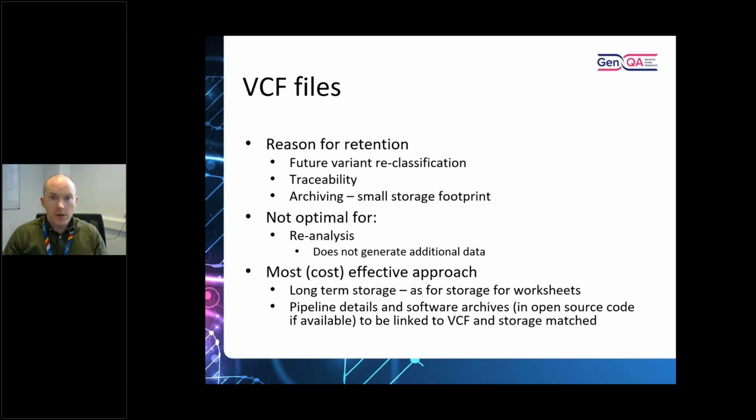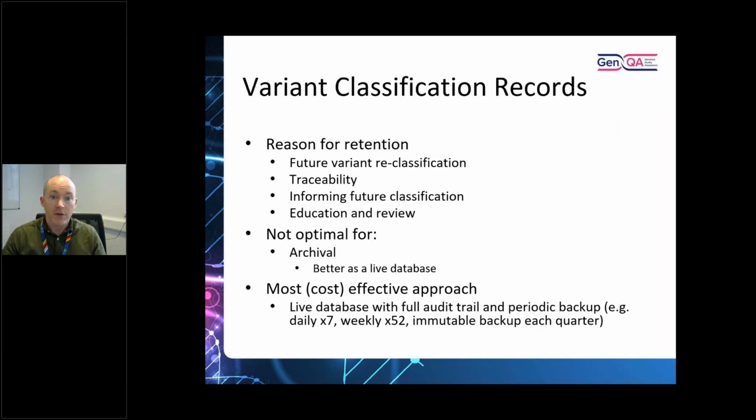So the next one then, go to the next slide. Trying to think, yeah, variant classification records. And these I just mentioned because these are the classification records for when you have a variant and you have to classify it as pathogenic or benign or whatever it might be. And that's something you need to revisit quite a lot.